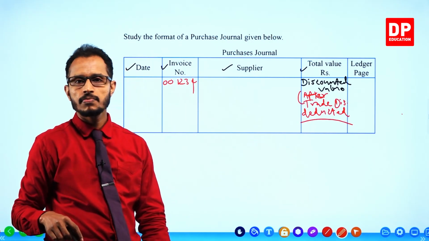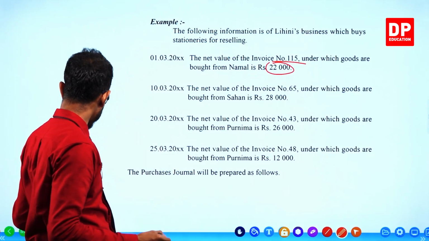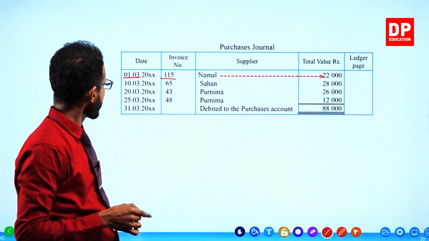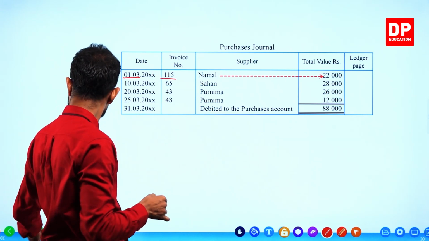Okay, that's it. All right, children, we have some example transactions. Net value of the invoice number 115. Goods are bought from Namal, 22,000. Invoice number 115 should be recorded in the purchases journal. Here you go. First of the month, 115, Namal, 22,000 is the net value from Namal.